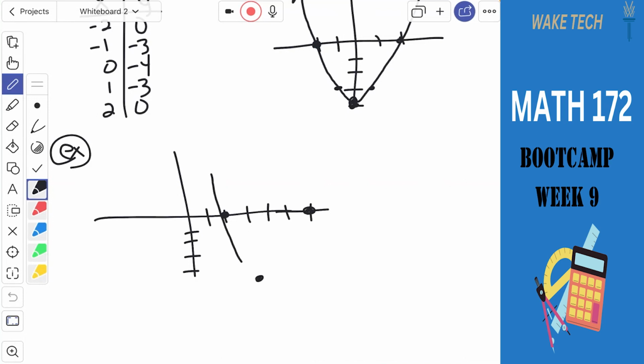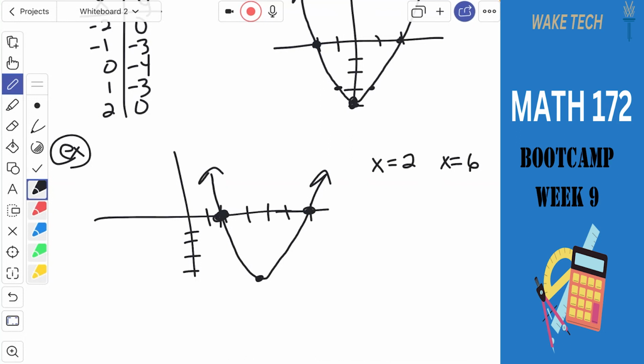So what we've got for this function is x-intercepts at 2, 0, and 6, 0, and a vertex at 4, -4. So one of the ways you could write the equation of a function, thinking back to 171, is by identifying its x-intercepts. We have x-intercepts here at x equals 2 and x equals 6.